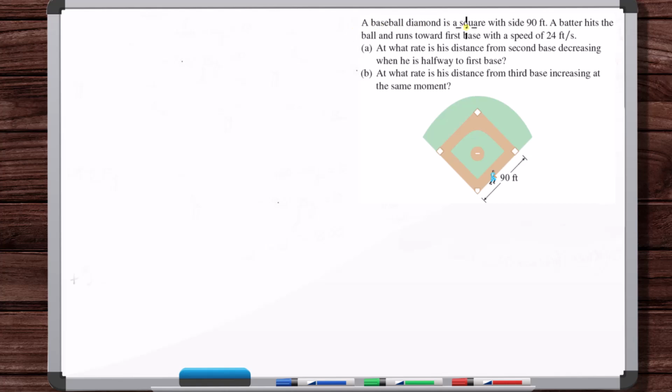A baseball diamond is a square with sides 90 feet. A batter hits the ball and runs towards first base with a speed of 24 feet per second. A, at what rate is his distance from second base decreasing when he is halfway to first base? And then B, at what rate is his distance from third base increasing at the same moment?